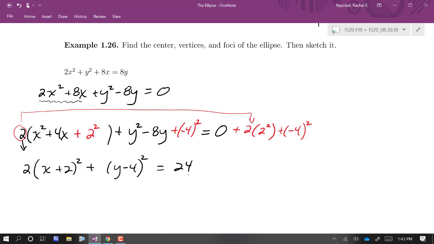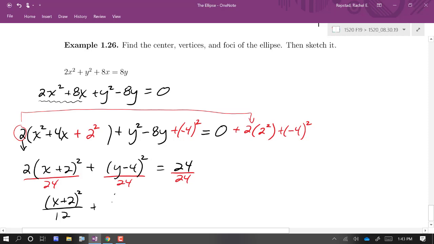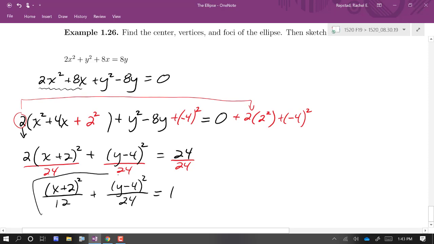Is it in standard form? What do we need to do now? I was going to say put it to 0. Say that again? Divide by 24. It needs to be set equal to 1. So we have x plus 2 squared over 12 plus y minus 4 squared over 24 equals 1. There it is in standard form.